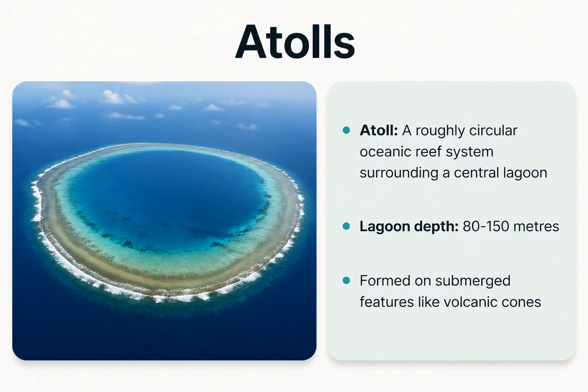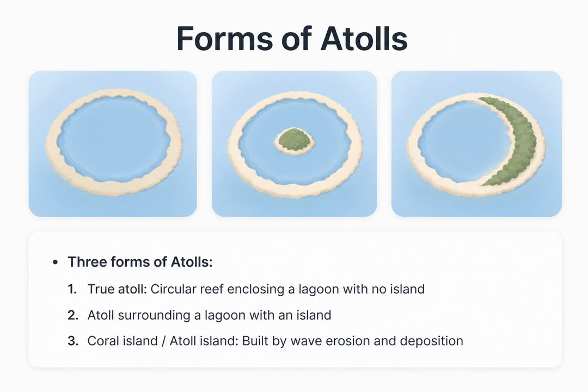The third type is the atoll. An atoll is a roughly circular ring of coral reef that completely surrounds a central lagoon, with no central island visible. These lagoons can be quite deep, ranging from 80 to 150 meters. Atolls are typically found far out in the deep ocean, growing atop submerged features like ancient volcanic cones that have sunk below the surface.